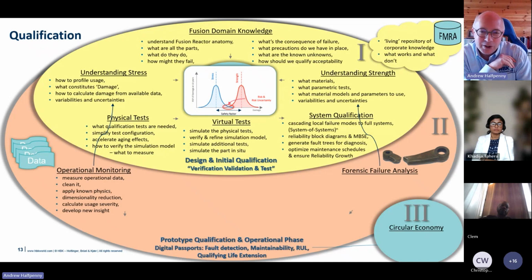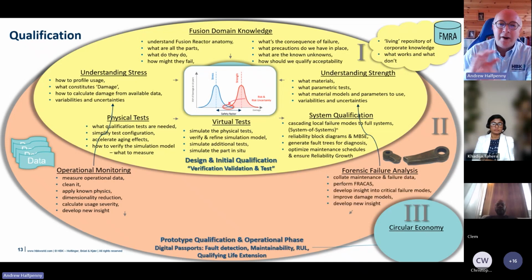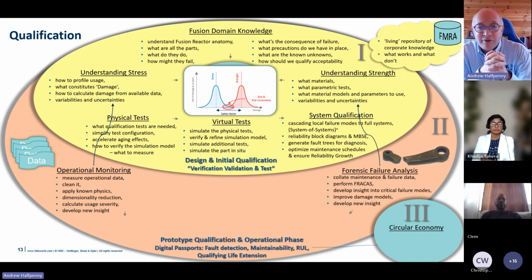Now, at the same time we're doing that, we'll also be acquiring components which have been taken out of service. Some of them may have failed, some may not have done. But we can start to do forensic failure analysis on those components. We can collate maintenance and failure data. We can perform FRACAS. For those who don't know, FRACAS is Failure Reporting Analysis and Corrective Action System. It's a database logging the failures and why they occurred. That means we can develop insight into the critical failure modes.